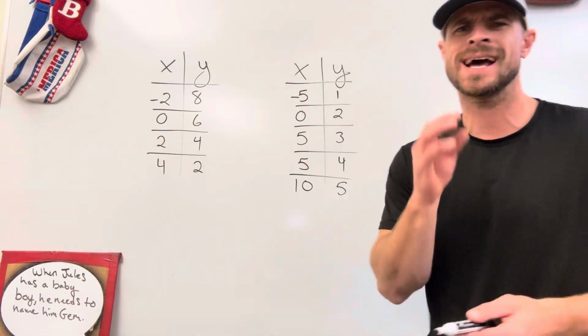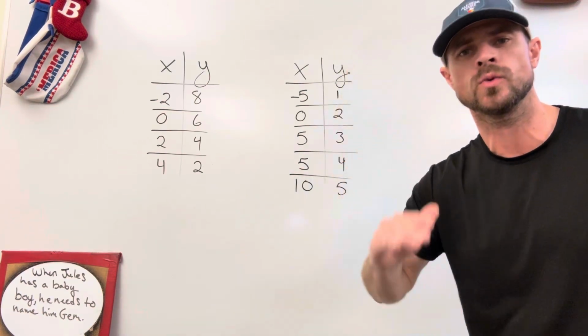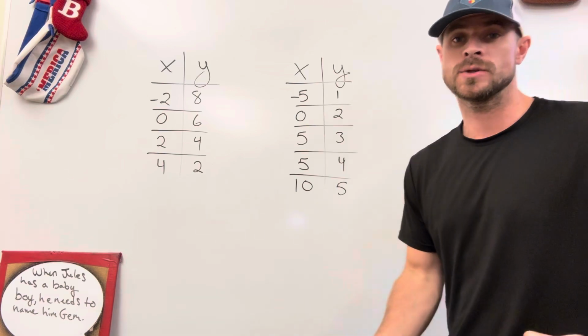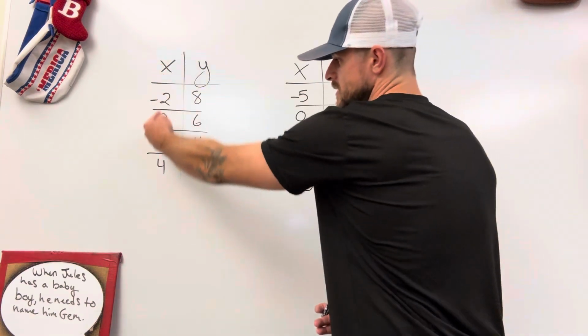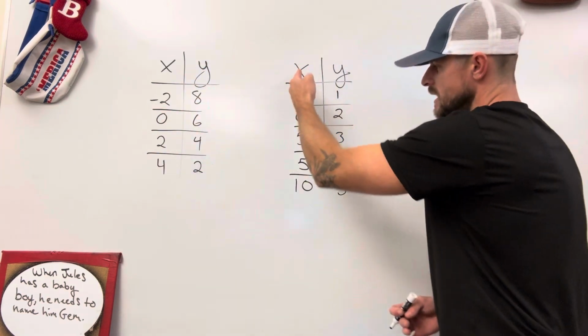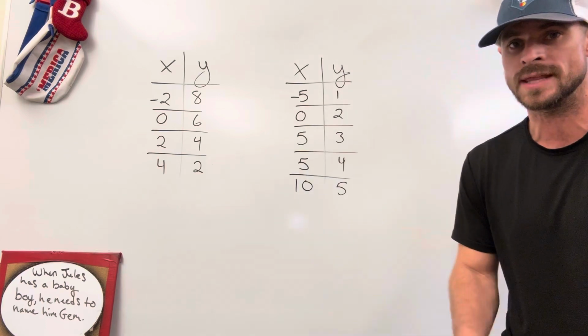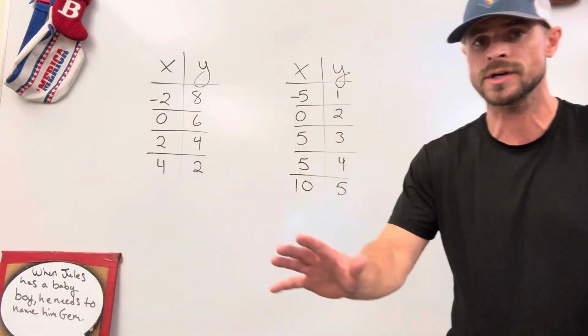Well, all we have to do is ask ourselves which one of these has only one output for every single one of its inputs. The best way to do a table of values is just look at your X column. These are your inputs. The Y's are your outputs. If you see a repeated value in the X's, only worry about the X's.